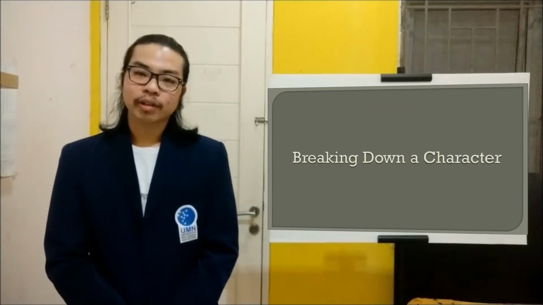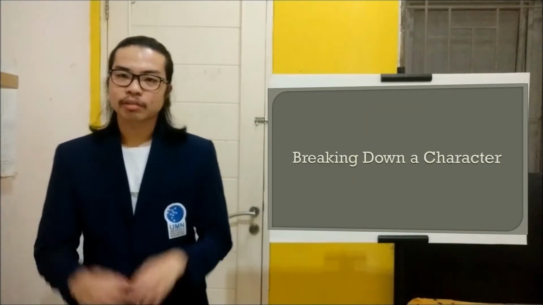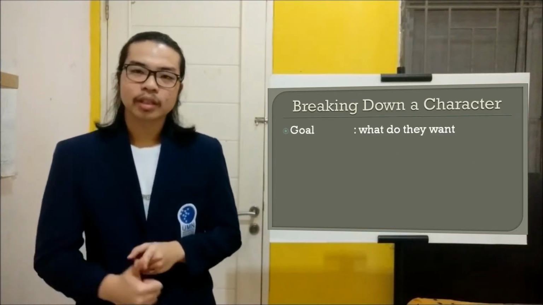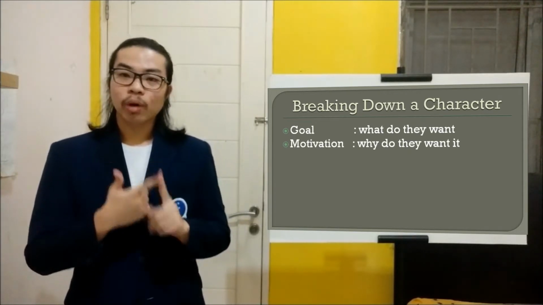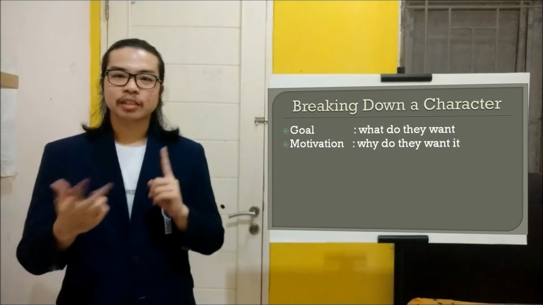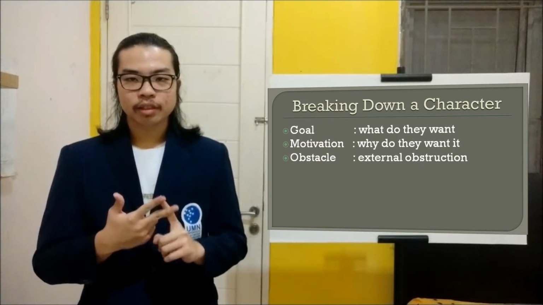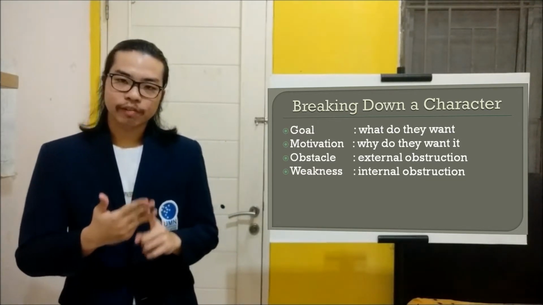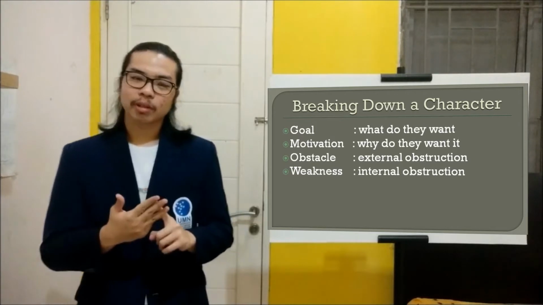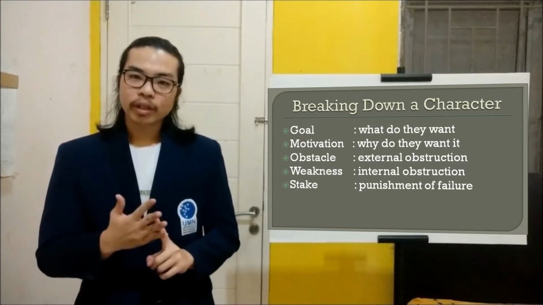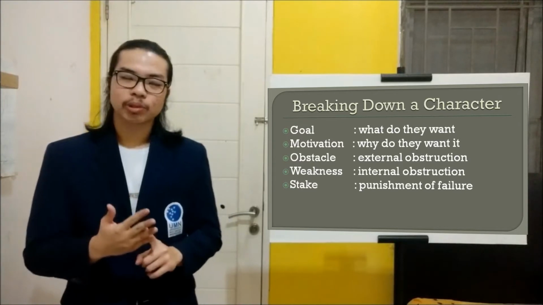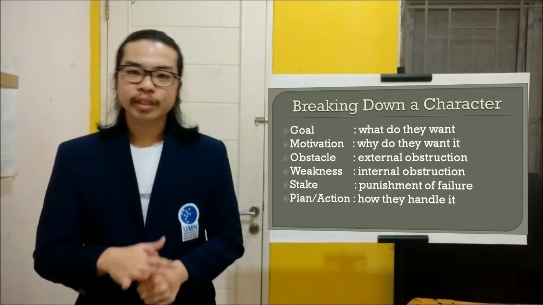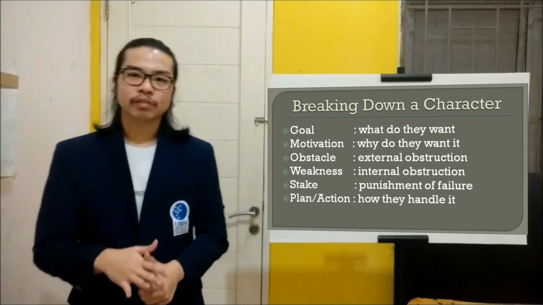Next, we make our character breakdown. We need to break down our characters into 6 different categories. First is the goal. What does the character want? And the motivation of the goal. Why does the character want that? Next is the obstacle, the external factors that obstruct the character from obtaining the goal. The weakness, which is the internal factor of why the character is having a hard time obtaining the goal. The stake, what happens if the character fails to obtain the goal. And finally, the plan or action, which is how the character will actually resolve the problem to achieve the goal.